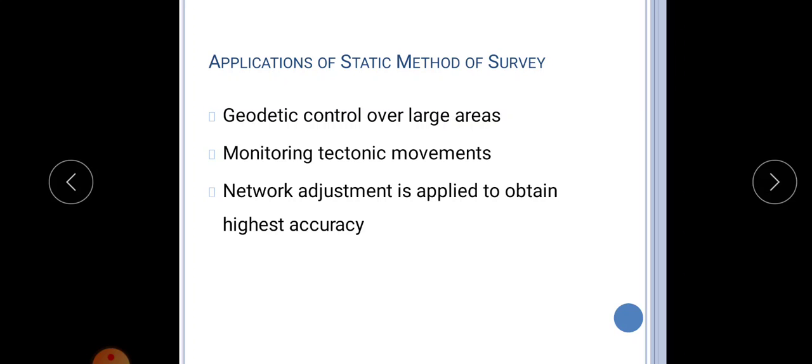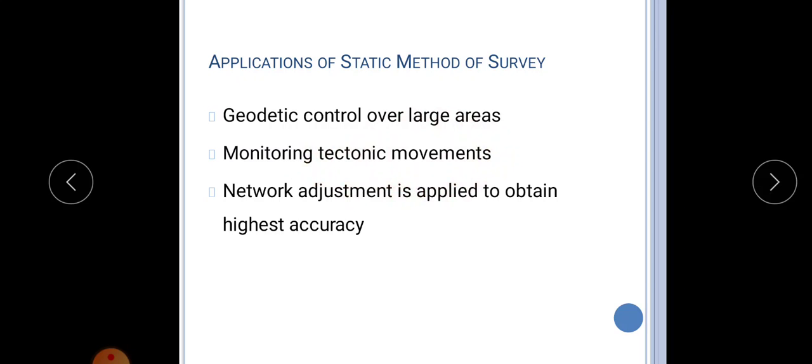Next, application of the static method. This static method is usually used for geodetic control over larger areas. That is, in order to have geodetic data over a larger area, we are using this static method. And also, since this is very accurate, we can use this technology to monitor tectonic movements. In order to monitor the tectonic movements also we can use this, because the precision or accuracy is very high in this method.